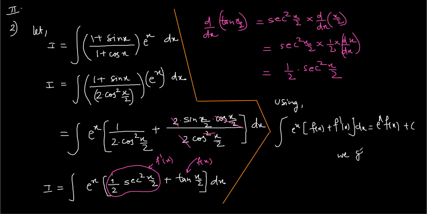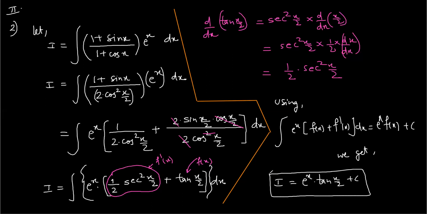What is the answer for this whole thing? You understand, this is e raised to x, here it is f of x, here it is f dash x. So the answer is e raised to x f of x. So I equals to e raised to x into tan of x by 2 plus c. This is the final answer. Please copy this, practice it well, and see the whole solution once again.